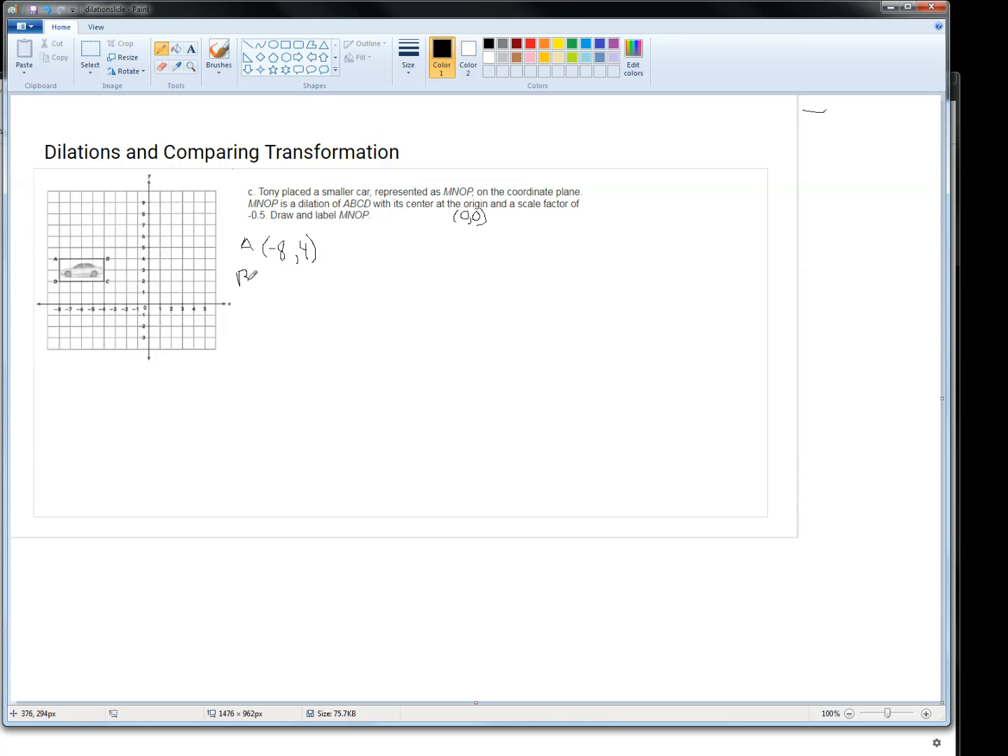B is at negative 4, comma 4. That's the x and y value for that point. C is negative 4, 2, and D is negative 8, 2. I got all of that information by looking at this shape.